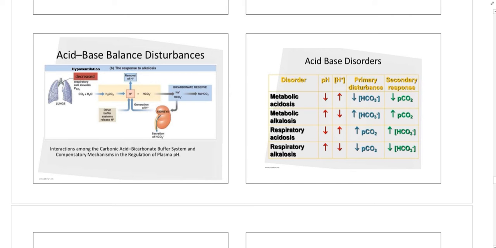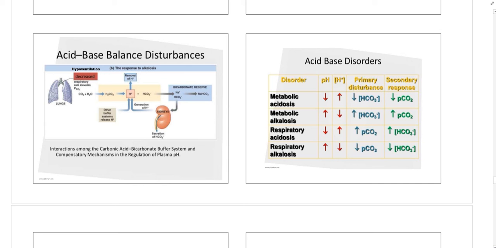Okay, and here's a pretty good chart that helps to identify some of the interactions between things. So with our metabolic acidosis, this is going to be something like a lactic acidosis or ketoacidosis. Our pH is going to be down because the concentration of hydrogen ions is going to be up. So those are always inverse. Every one of these, it's inverse.